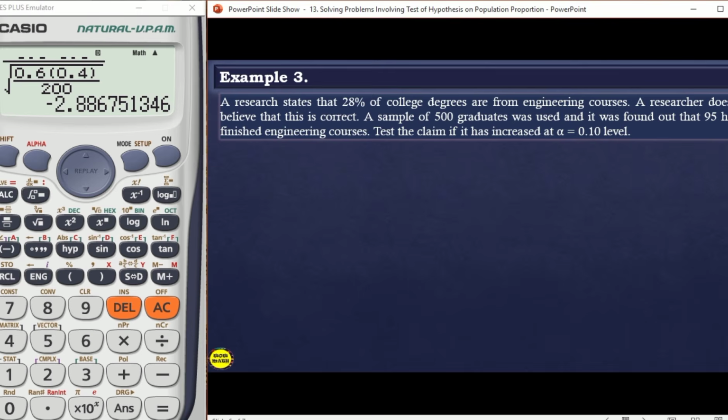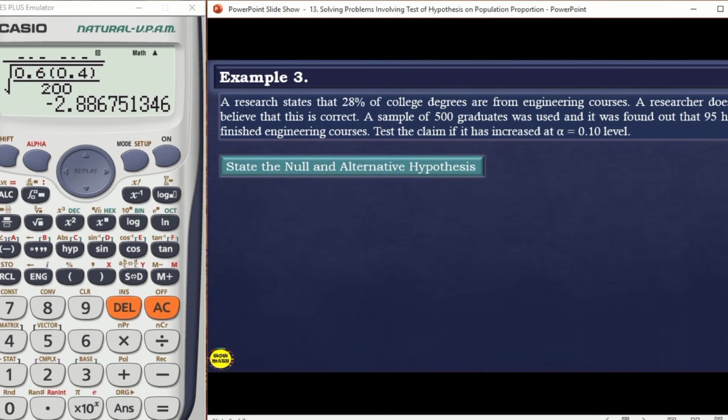So, last example, a researcher states that 28% of college degrees are from engineering courses. A researcher doesn't believe that this is correct. A sample of 500 graduates was used and it was found out that 95 have finished engineering courses. So, test the claim if it has increased at the level of significance 0.10.